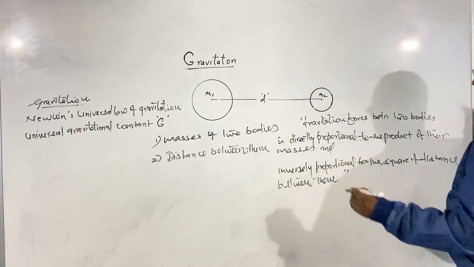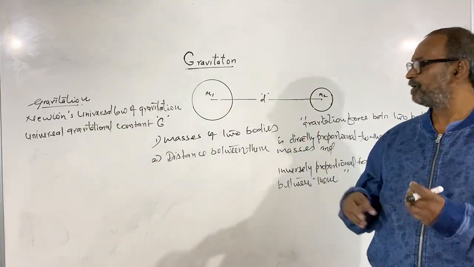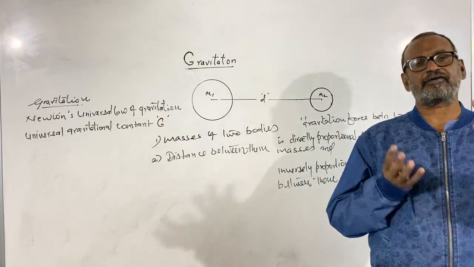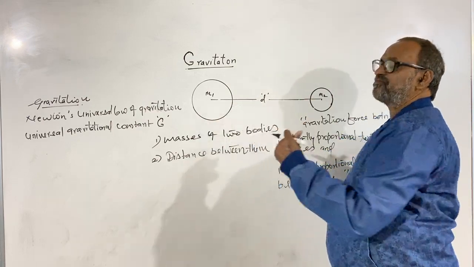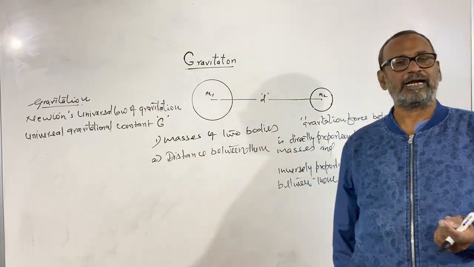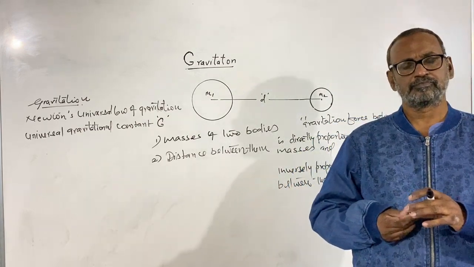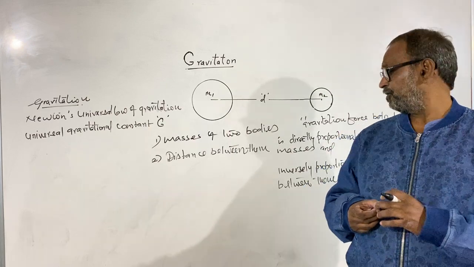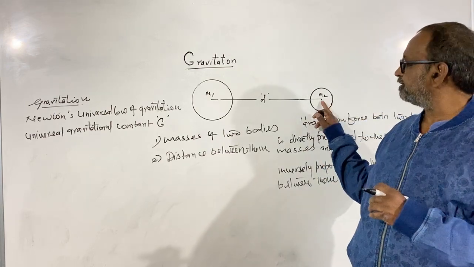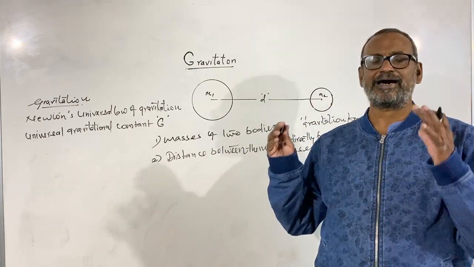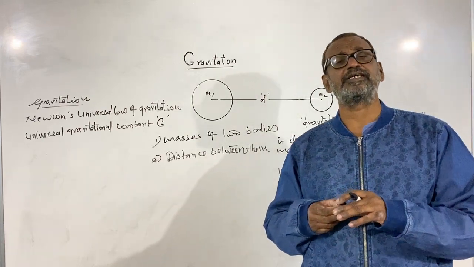Means the gravitational force between two bodies will be greater when the masses of the two bodies are very large and the distance between them is very small. On the other hand, this gravitational force will be very weak if the masses of the two bodies are ordinary, very small, and the distance between them is large.